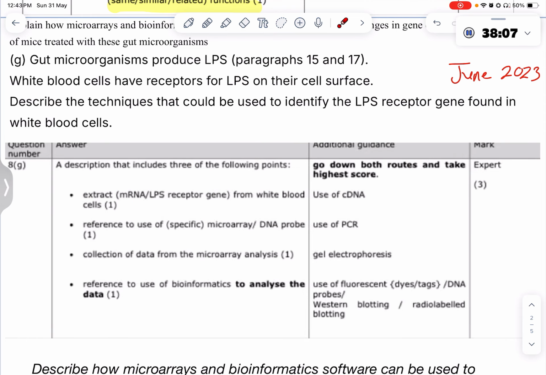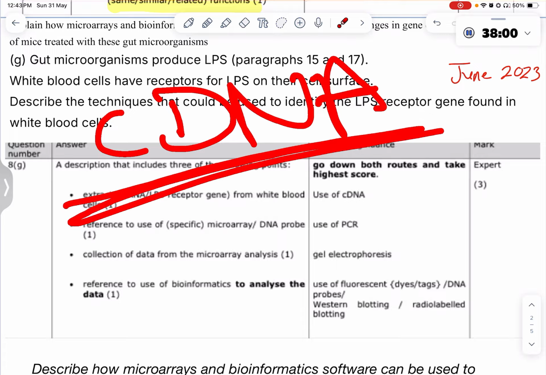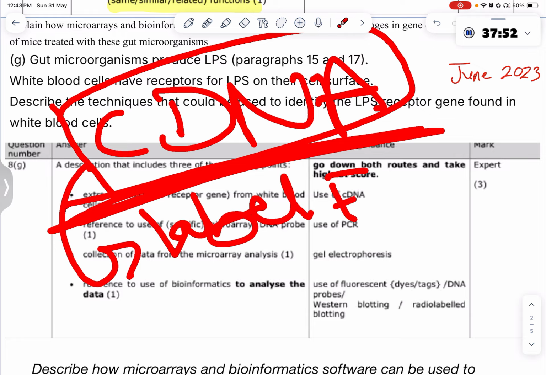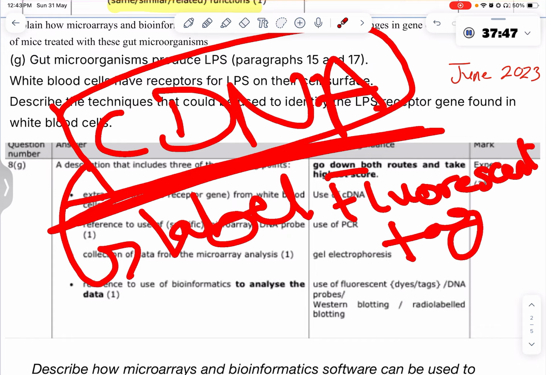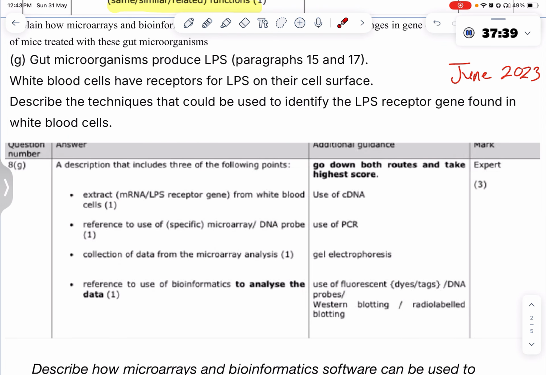Something we also always forget about the cDNA is that we must label the cDNA with fluorescent tags. This is an important point. You label the cDNA with fluorescent tags, then use the microarray where the cDNA will hybridize with the probe, and then you would collect data from the microarray analysis or gel electrophoresis.